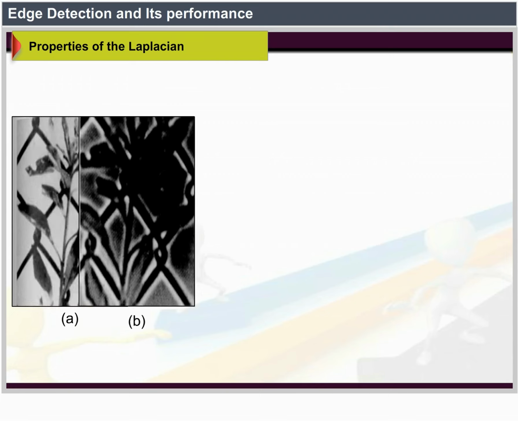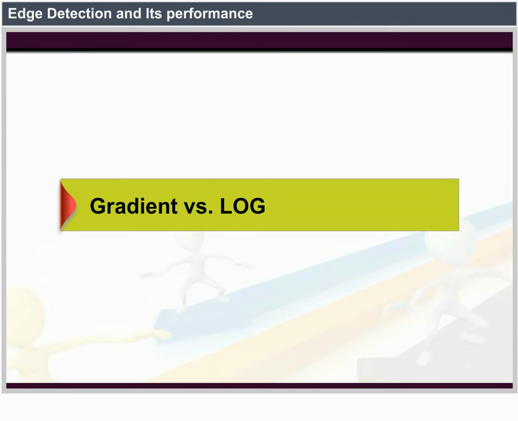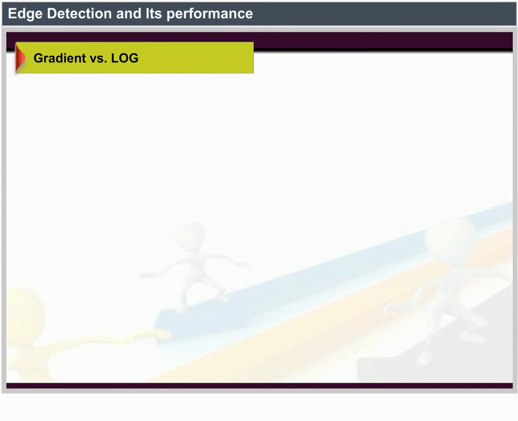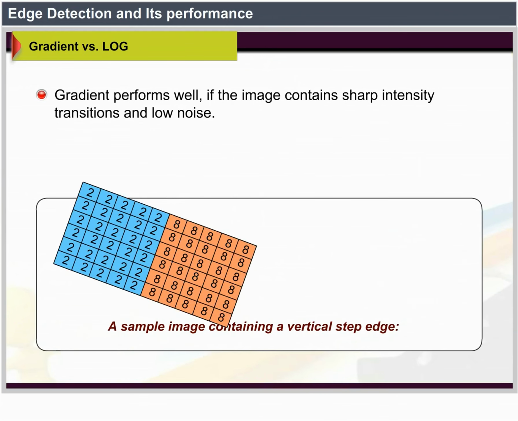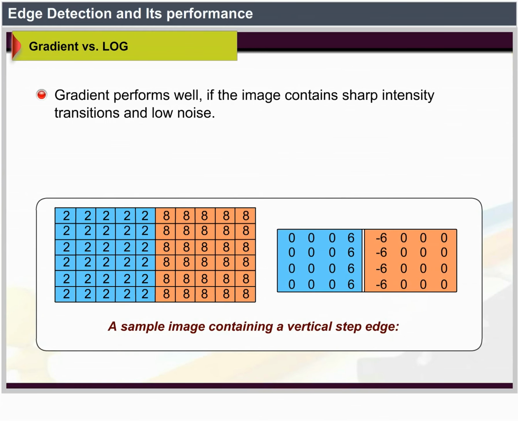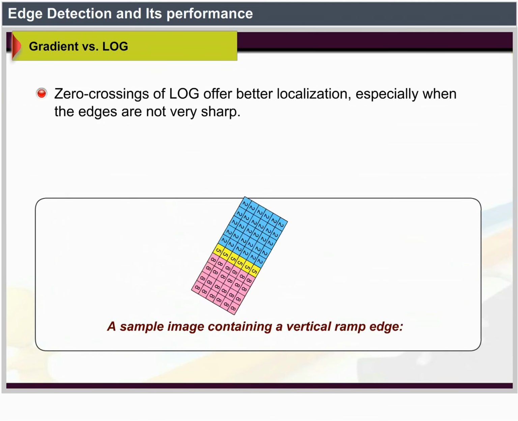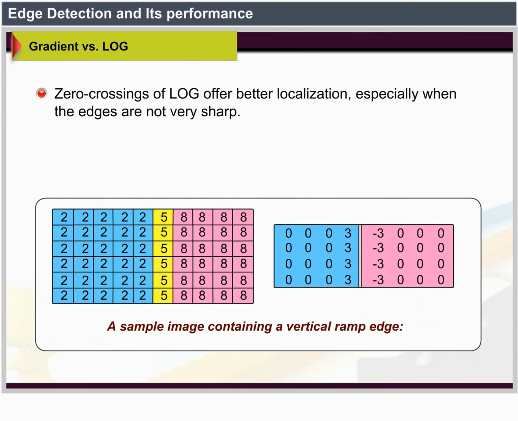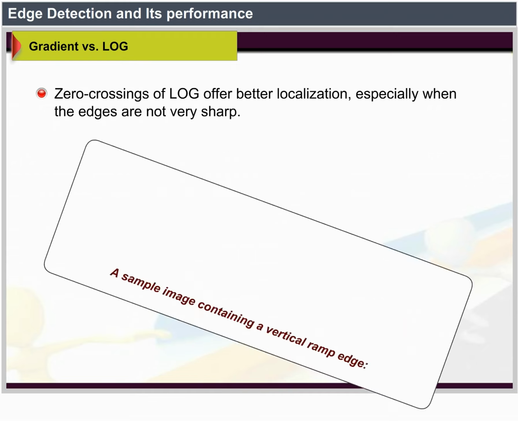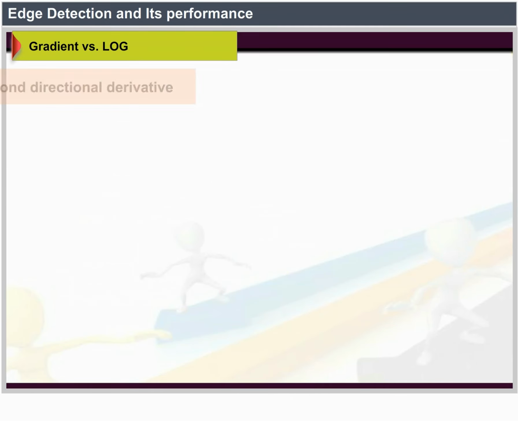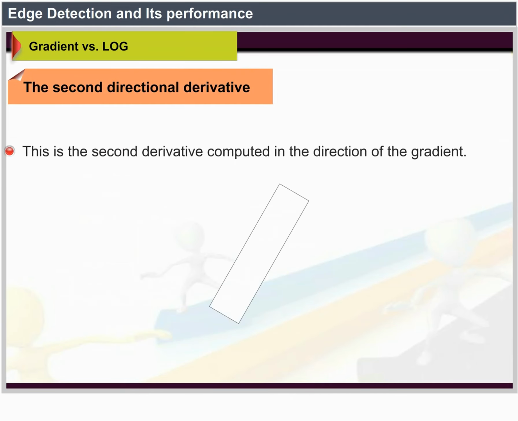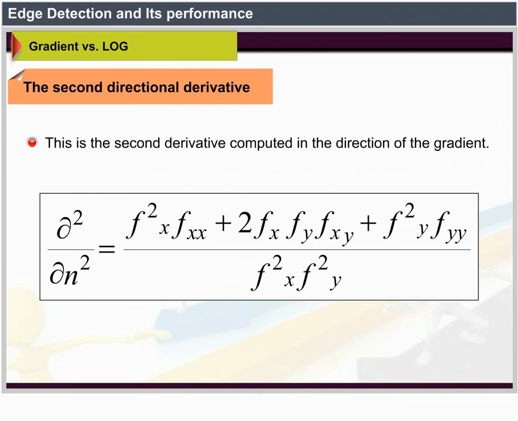Gradient versus LoG. Gradient works well when the image contains sharp intensity transitions and low noise. Zero crossings of LoG offer better localization, especially when the edges are not very sharp. The second directional derivative. This is the second derivative computed in the direction of the gradient.